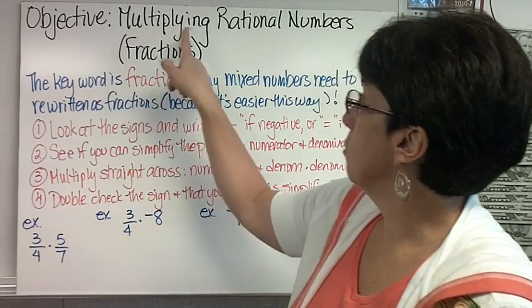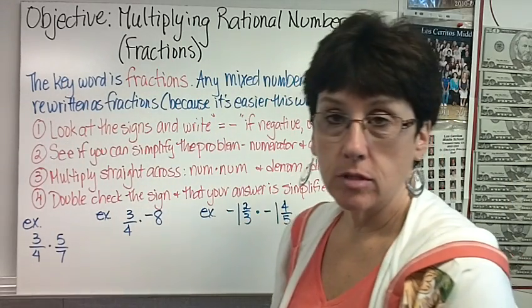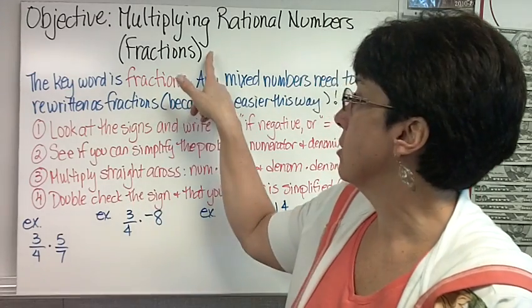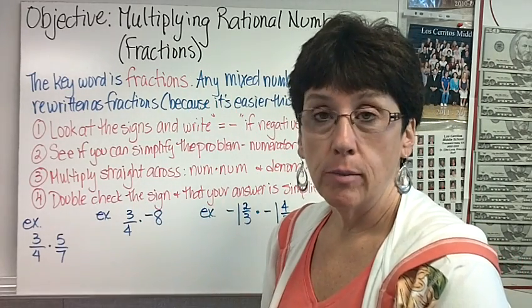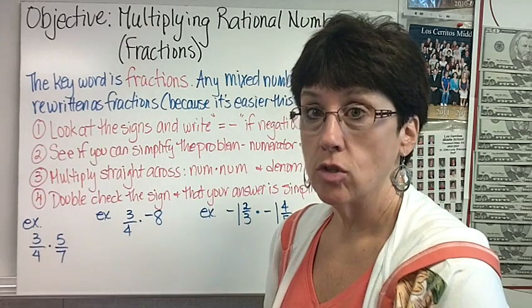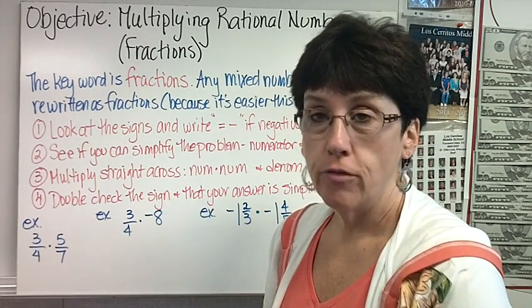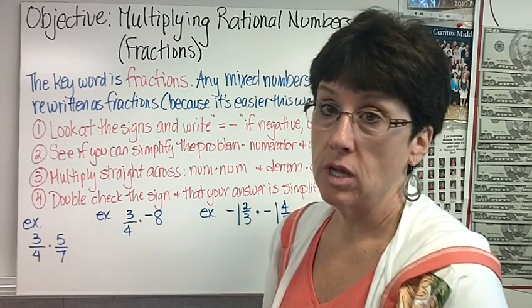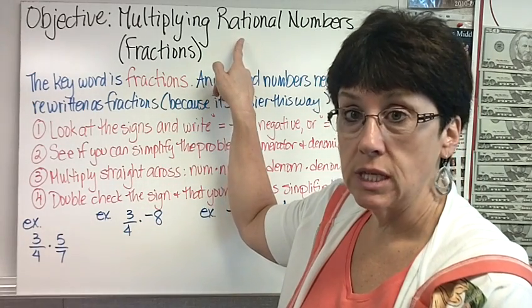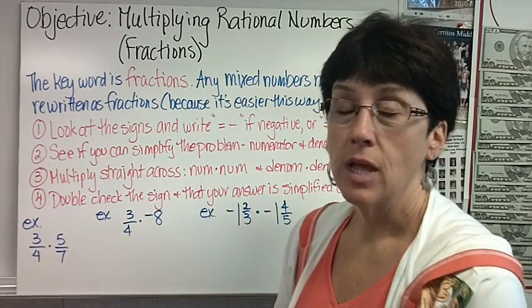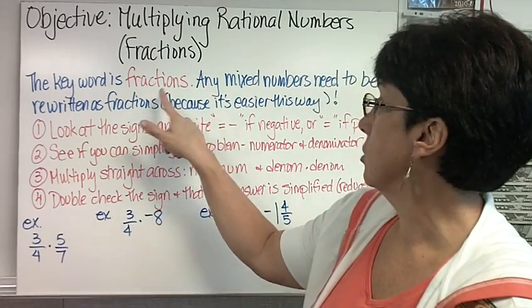The objective is multiplying rational numbers, specifically fractions. You remember rational numbers include whole numbers, their opposites, so that's all the integers, all fractions and decimals, including positive and negative. So there's a lot of things under rational numbers, but today we're just going to talk about fractions. So the key word is fractions.